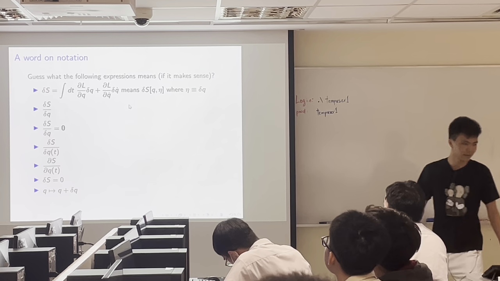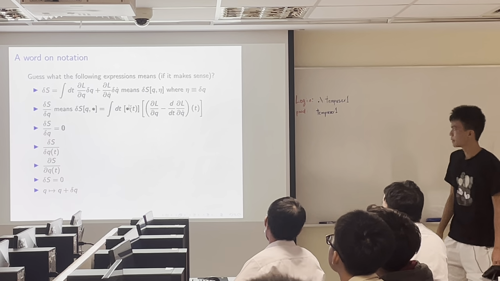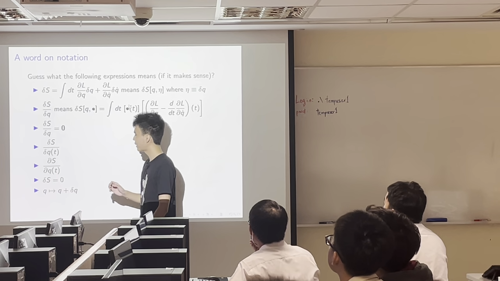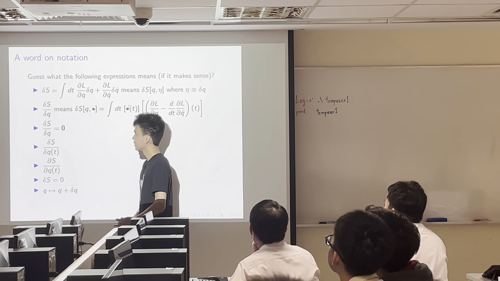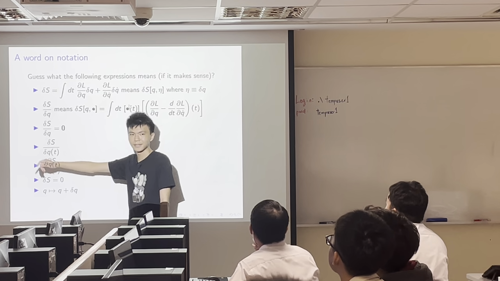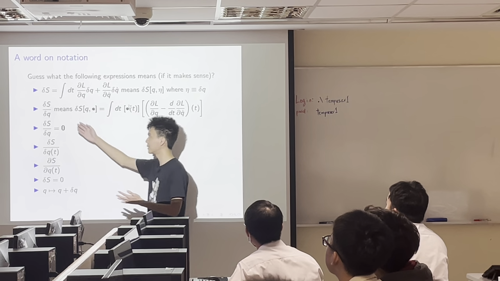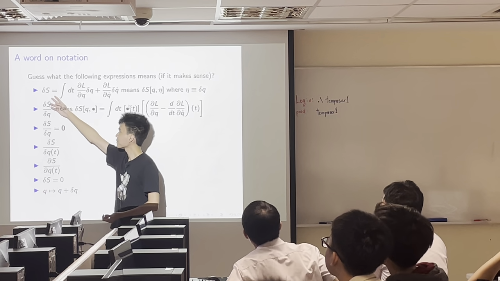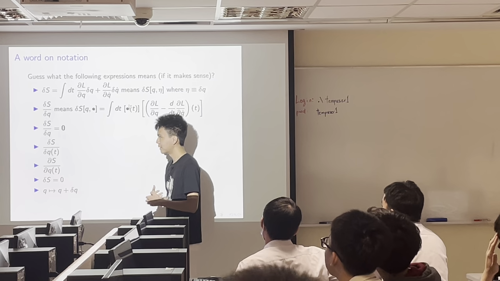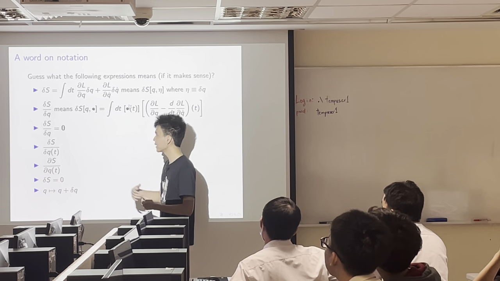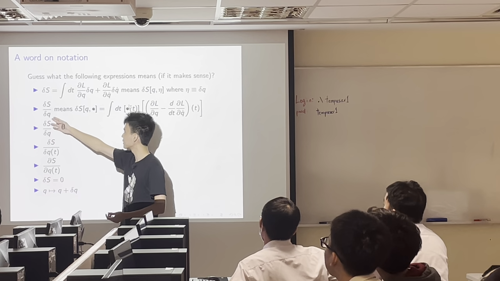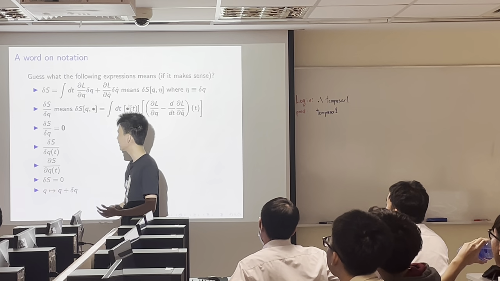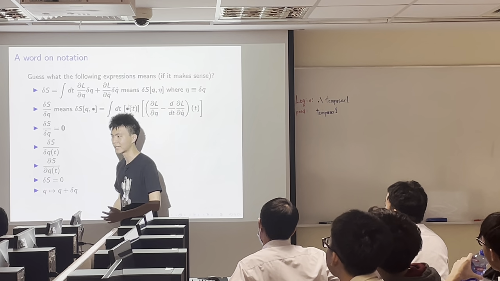Another atrocity you see is delta S over delta Q. They'll say this is a functional derivative. I really don't like this notation, because delta S is the gradient of a scalar function, and when you take the gradient of a scalar function, you get a vector. So if you take a vector and try to divide it by delta Q, which is a function, that doesn't make sense.